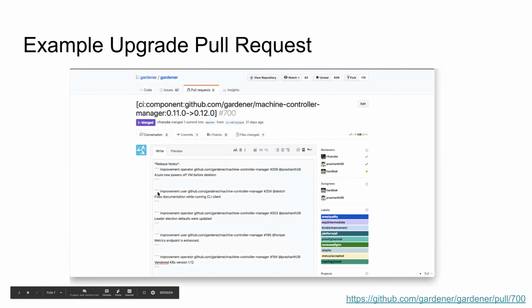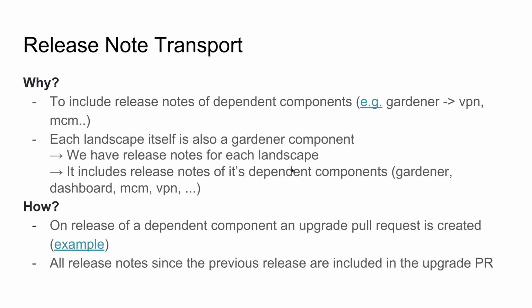As you can see here, there are multiple code blocks, and the header contains the category and the target group, but it also contains, which I didn't mention before because it doesn't matter if you create release notes on your own, where the release note comes from. So you do not have to specify that. It's just relevant for the transport: the pull request or commit ID, and also the user. Going back, all release notes since the previous release are included in the upgrade pull request.